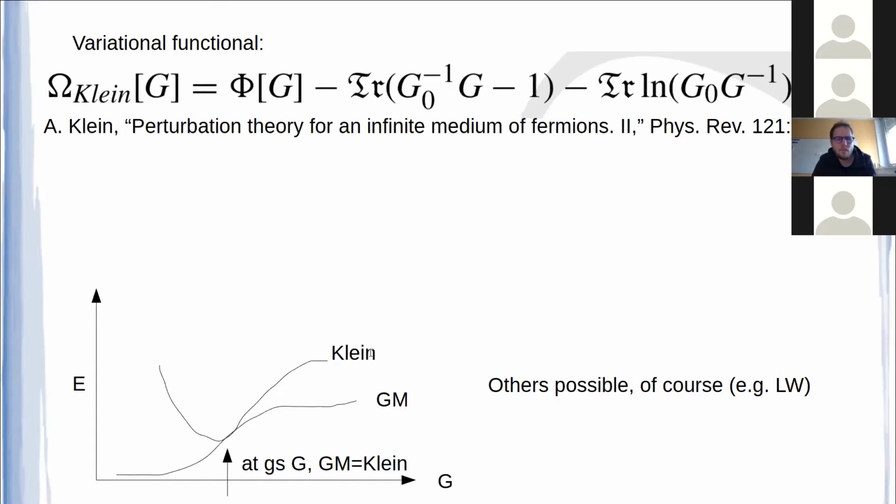And you have the Klein functional that is different from the Galitsky-Migdal functional, except at the physical solution, where the two functionals are the same. And here the Klein functional is a minimum. And you can have many other functionals that are similarly different everywhere except at the physical solution. For example, the Luttinger-Ward functional.